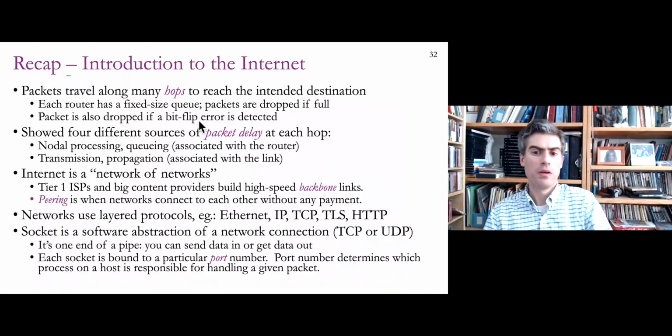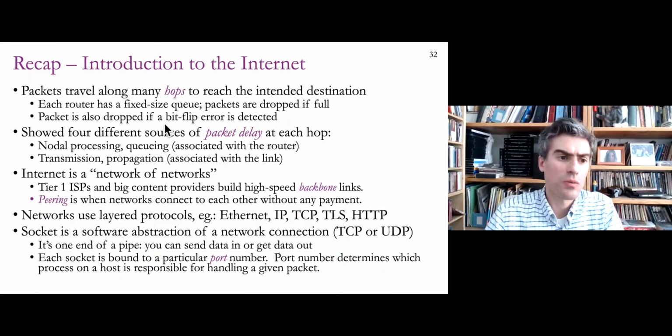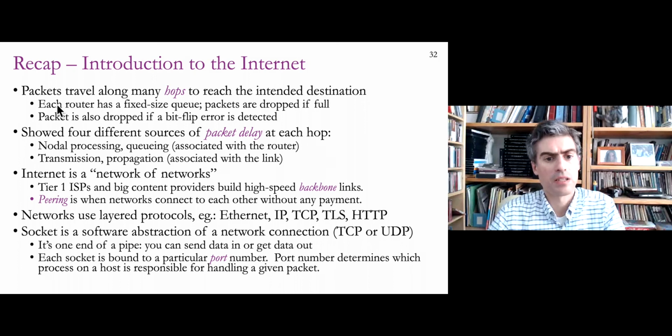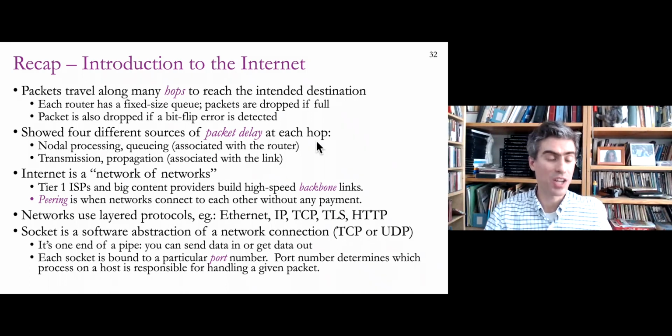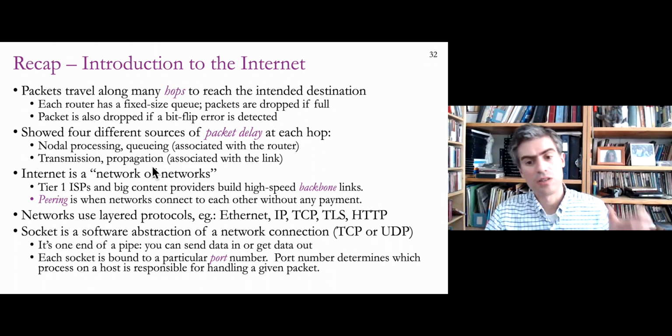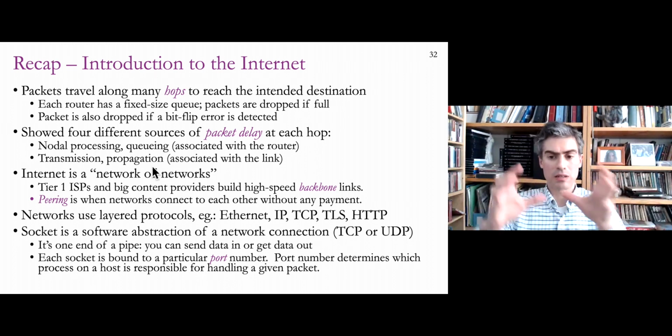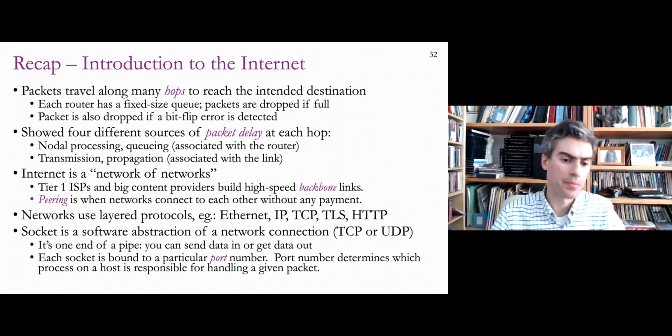Okay. In this lecture, just to recap, we showed how the network is comprised of many hops and how packets are transmitted in a store and forward way, and there are queues at every router that, if they get filled up, packets are dropped. There are 4 kinds of delay that can happen at each hop. Nodal processing and queuing are associated with the router, and transmission and propagation delays are associated with the link. And this is added up for every single hop.